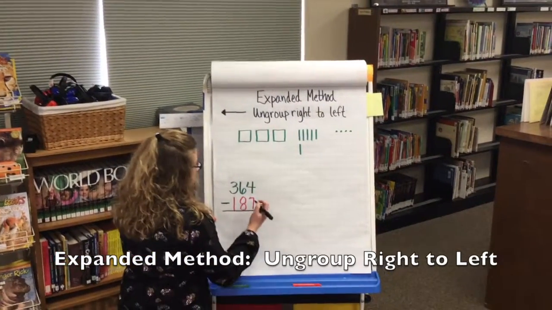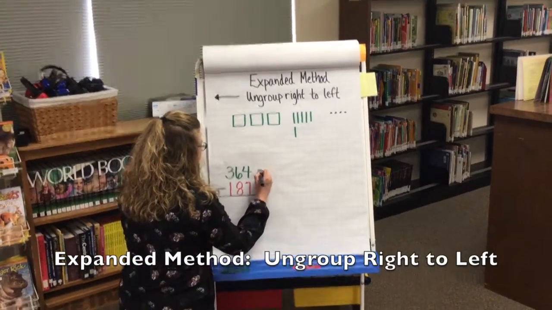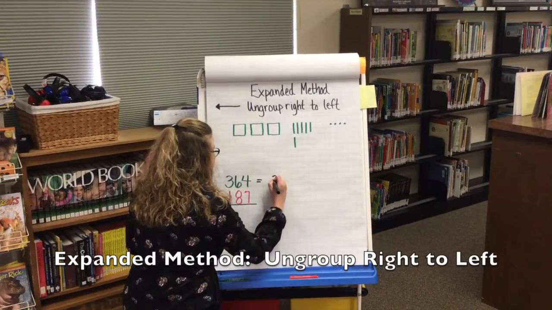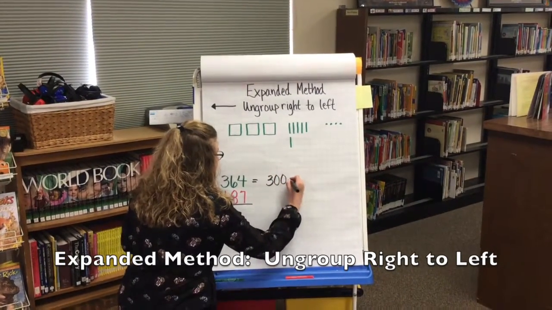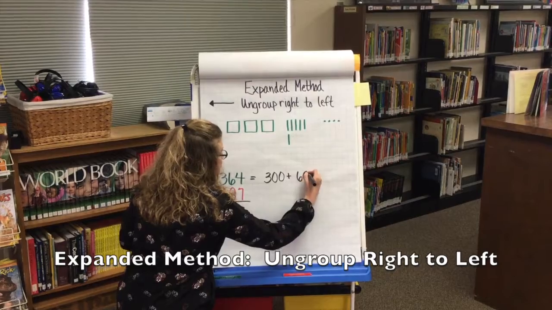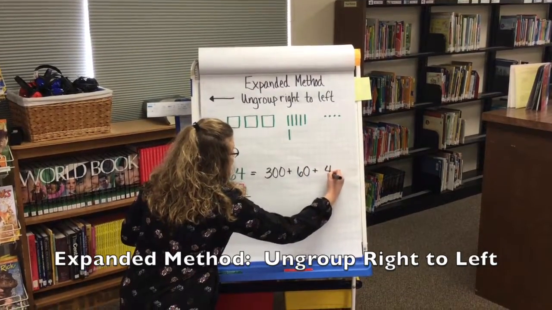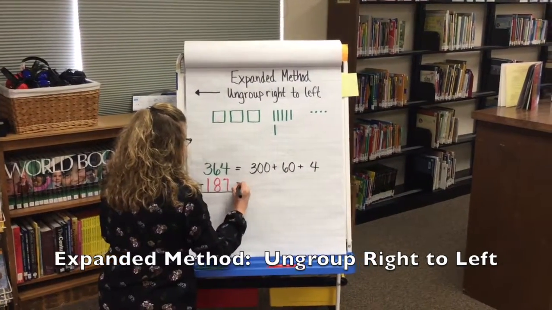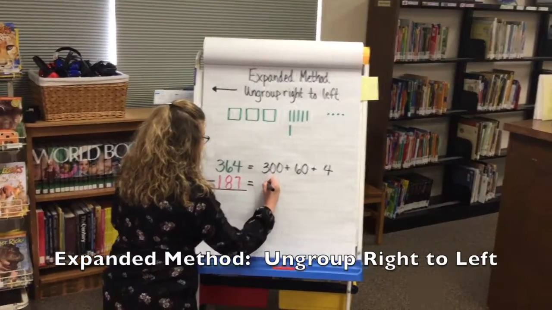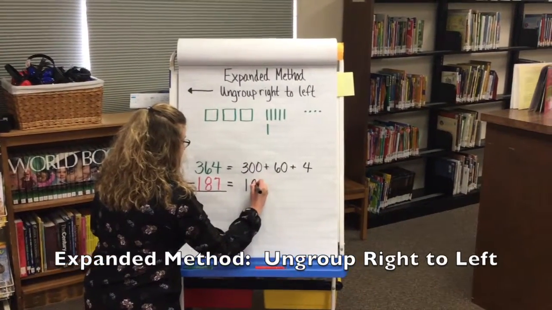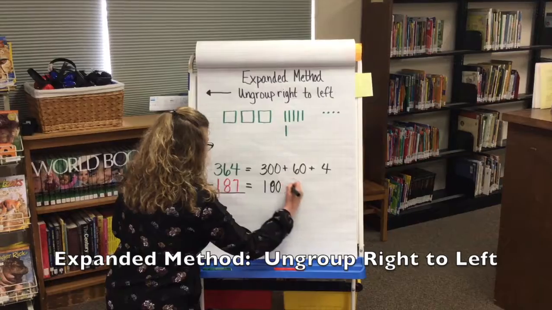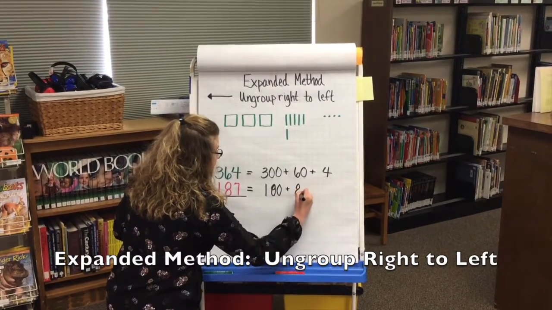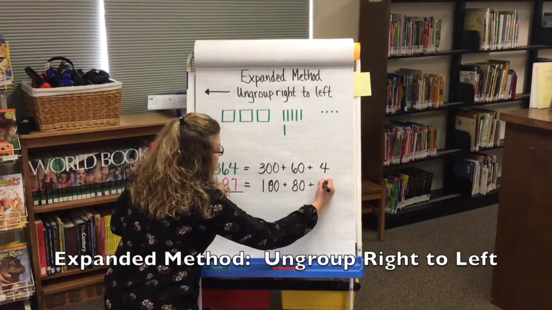After making the proof picture, the children would then say 364 is equal to 300 plus 60 plus 4. 187 is equal to 100 plus 80 plus 7.